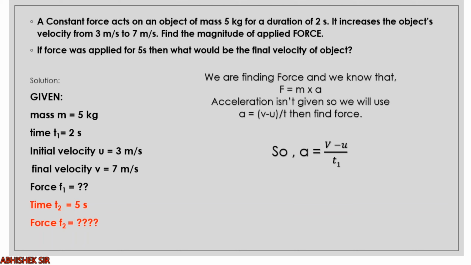So acceleration is v minus u by t1. Put the values of v and u: 7 minus 3 by 2. 7 minus 3 is 4, so acceleration is 4 by 2, and finally the answer is 2 meter per second square. So this is the preparation. Acceleration we have already found, and mass is already given. So now let us find the force.